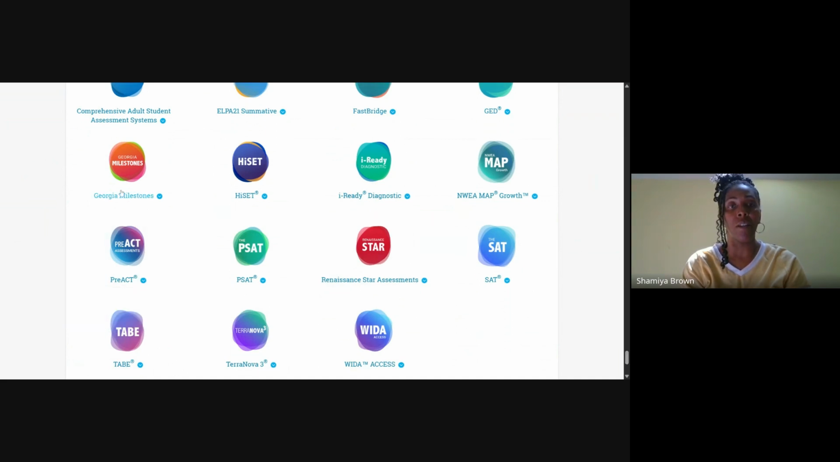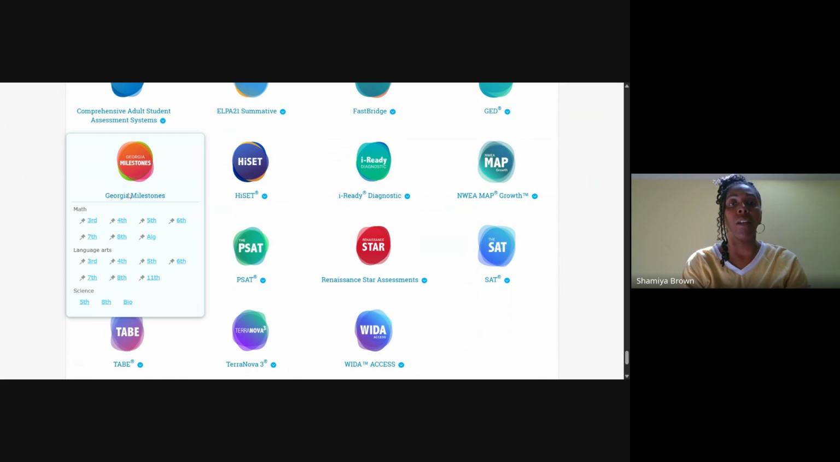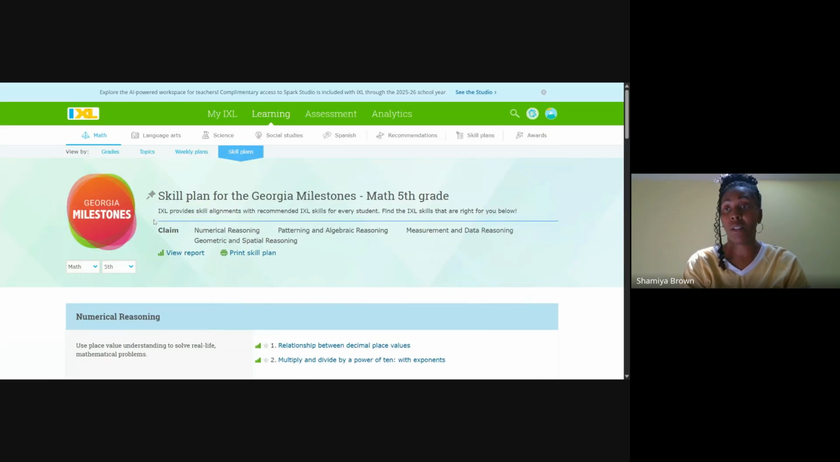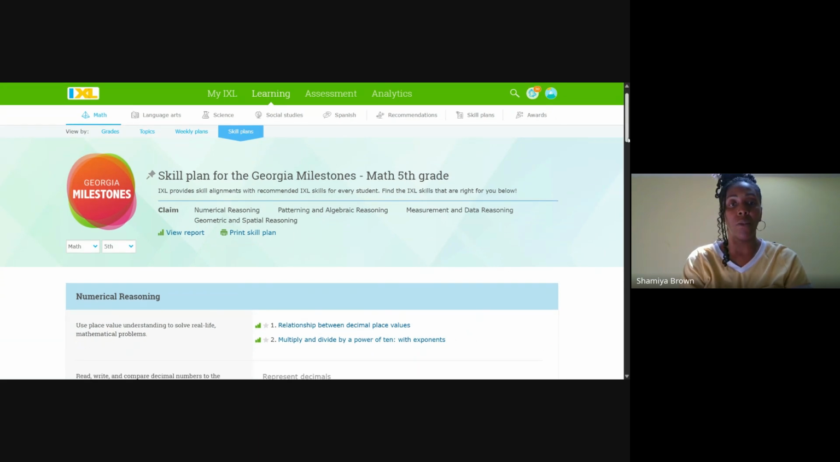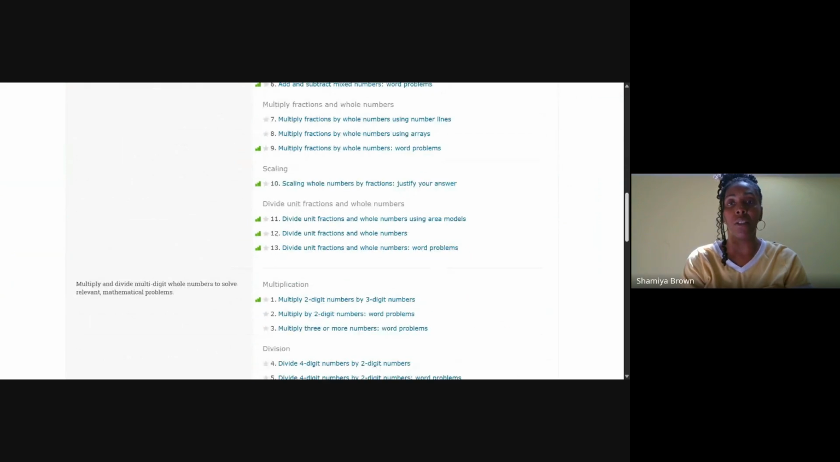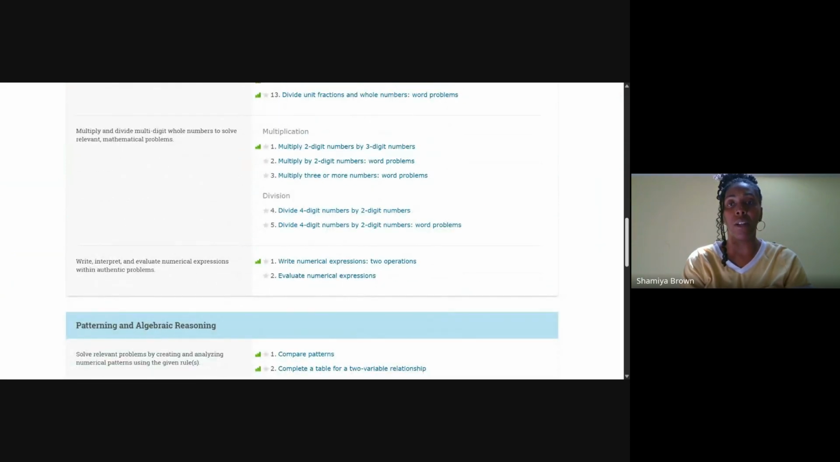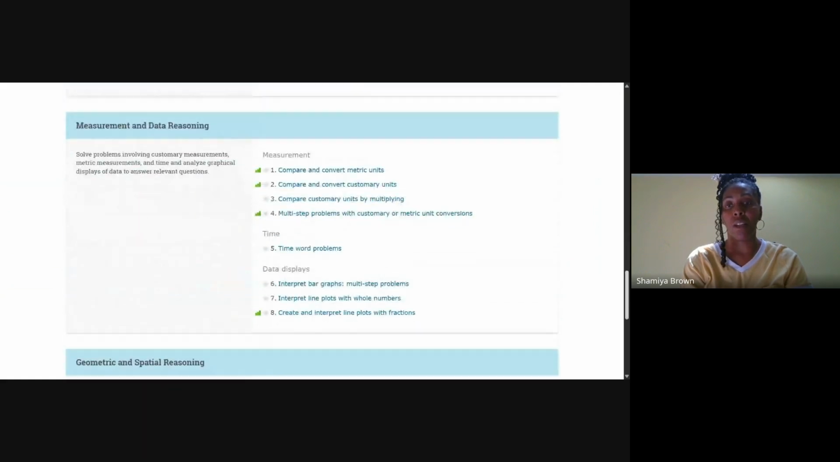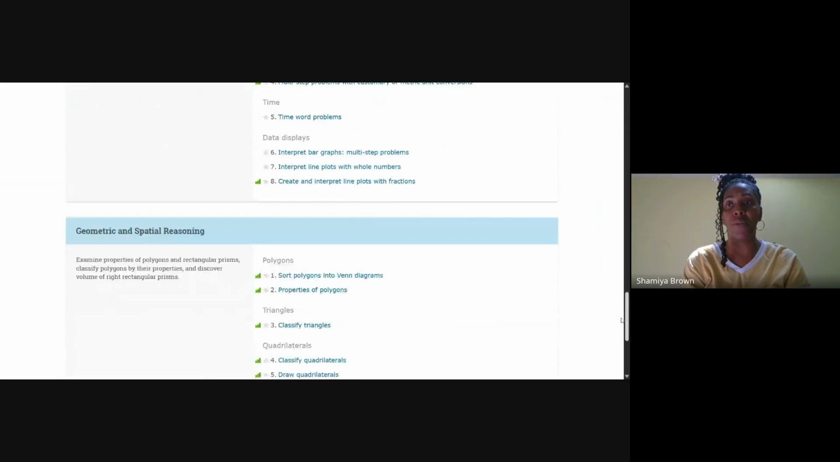And right here is the Georgia Milestones test prep. So I'll go to 5th grade. I'm going to do math first, and then I'm going to do some language arts as well. So 5th. And then I will go down. They have all these skills or the standards that are needed in 5th grade that will be tested on the milestones. So I'll try to do one from each section.